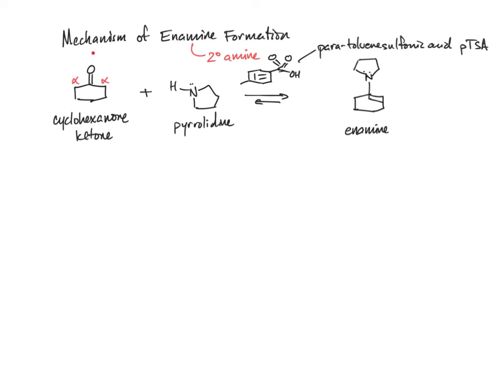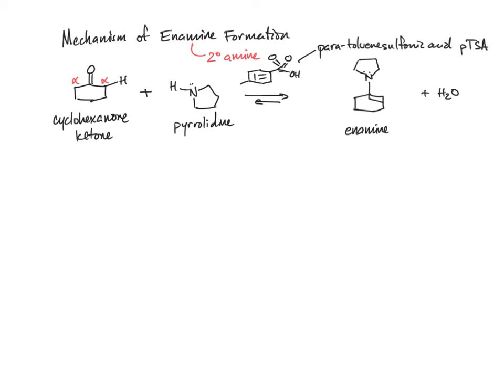The cyclohexanone is symmetric. This alpha is equal to that alpha. There will be cases where alpha and alpha are not the same, and so we'll call one alpha prime. But these are both the same, so we're just going to pick one. I'm going to actually show one hydrogen here, just so we can see H2O. That's where we lose the H2O that comes as part of the condensation.